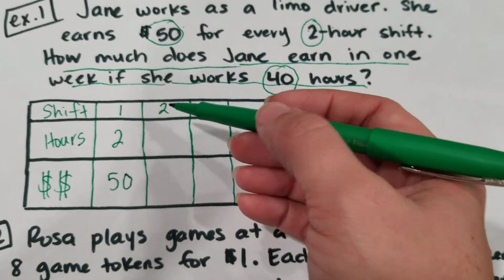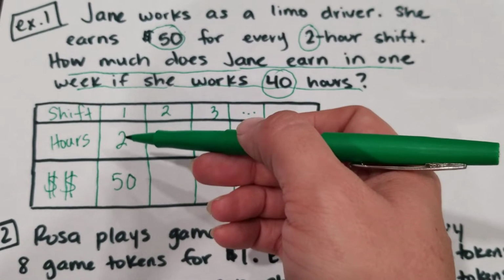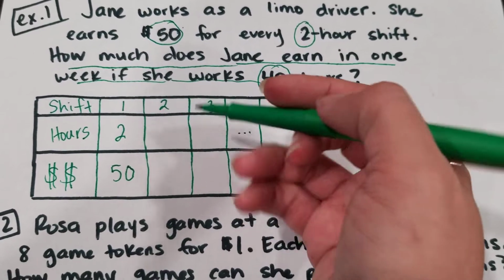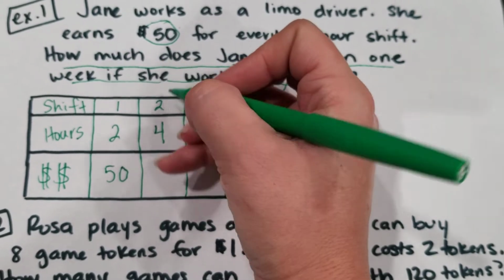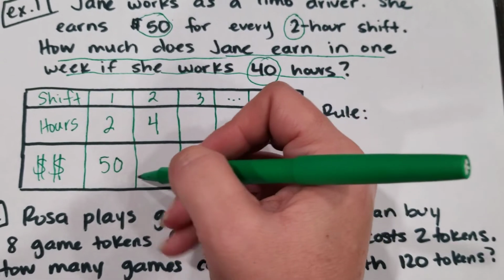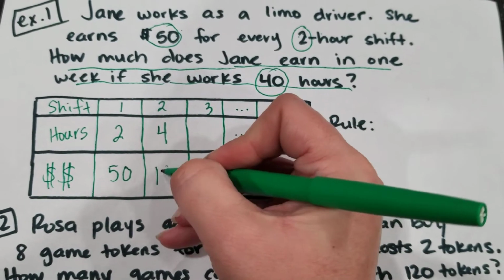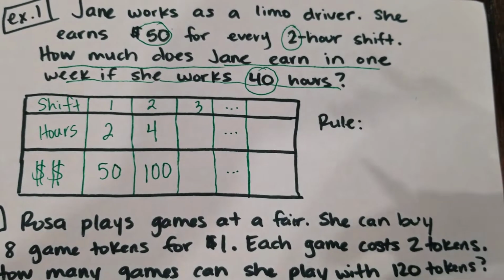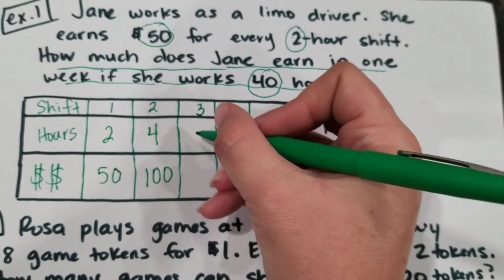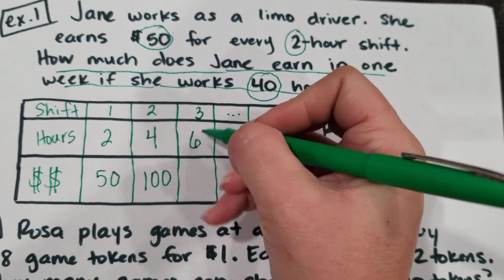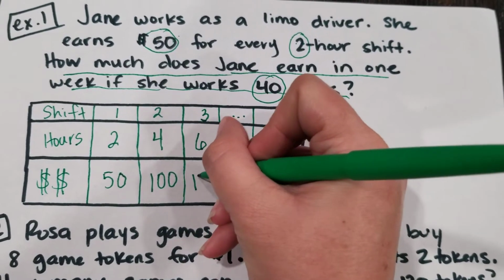All right, so let's say she does 2 shifts. Well, with one shift, she worked 2 hours because they're 2-hour shifts each. So in 2 shifts, she would work 4 hours, right? 2 and 2 makes 4. Okay, and if she works 2 shifts and she makes $50 for each 2-hour shift, then that means 50 plus 50, so she'll make $100. Okay, 3 shifts would be 2 more hours on top of the 2 shifts, so 6. And then 50 more bucks, right? So add 50 to that and we get 150.